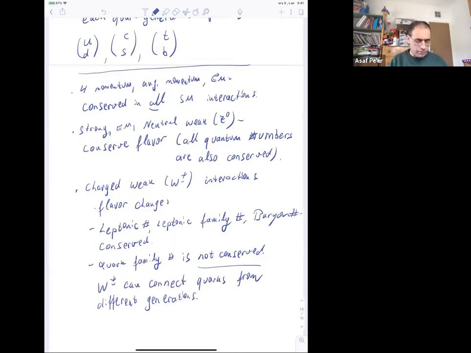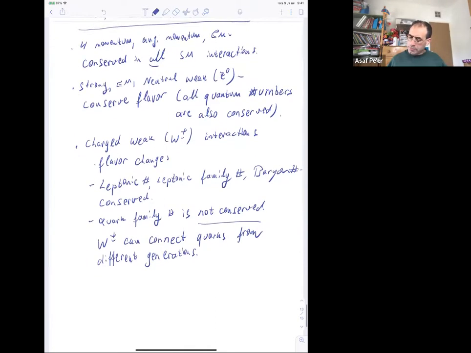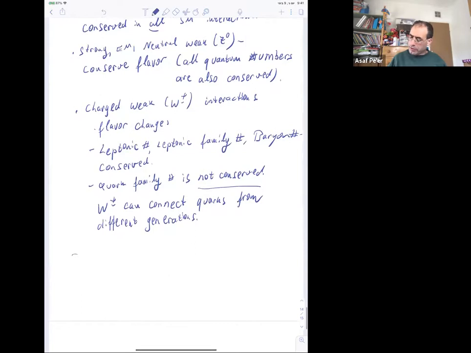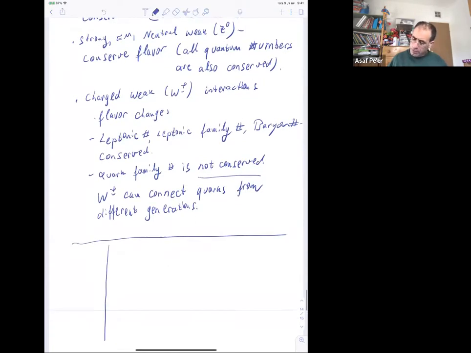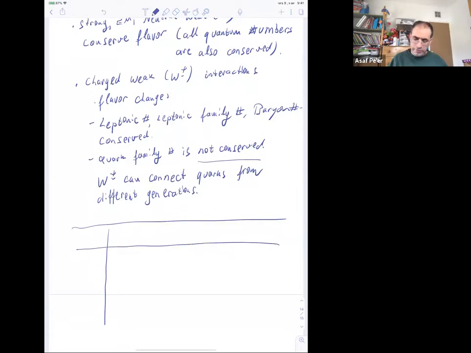It's true for the quarks, not for the leptons. So to make a small table summarizing everything, the table will go something like that. We have the strong, we have the electromagnetic, we have the neutral weak, and we have the charged weak.